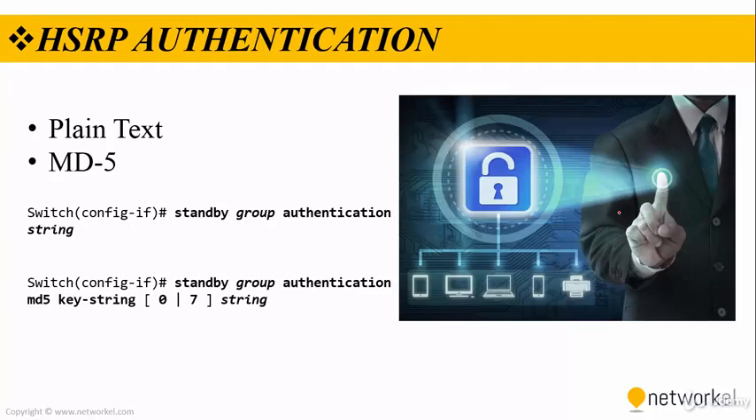HSRP provides the following two types of authentication, and they are plain text and MD5. If you want to configure MD5, you can use standby group authentication md5 key-string, and the key-string number and the string. The group number is arbitrary. You can choose anything that you want. If you want to configure plain text, you can use standby, for example, 1 authentication, and you can use the string that you want.